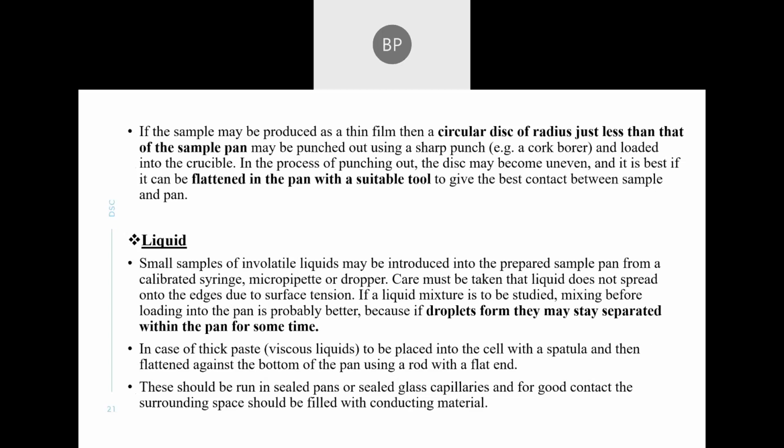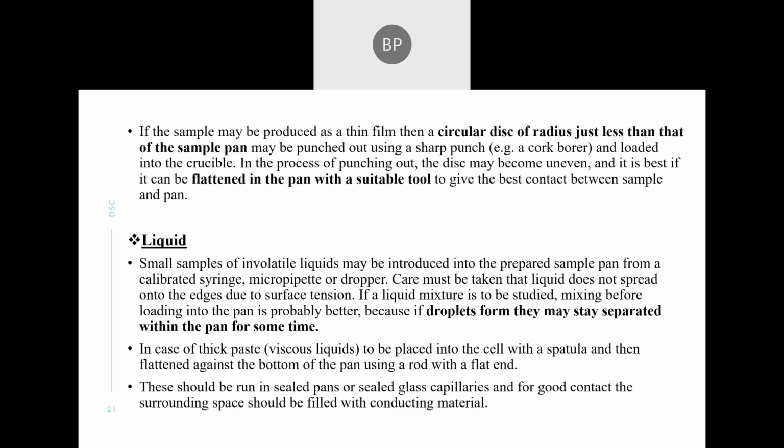Now, what to do in case of liquids? In the case of involatile liquids, these are introduced into the crucible with the help of a calibrated syringe, micropipette or dropper. Care must be taken that the liquid does not spread onto the edges due to surface tension. It is also recommended that a liquid mixture be mixed before loading into the pan for better results. We also need to make sure that droplets, if formed, don't stay separate within the pan for some time. So we need to make sure that there aren't any droplets within the crucible.